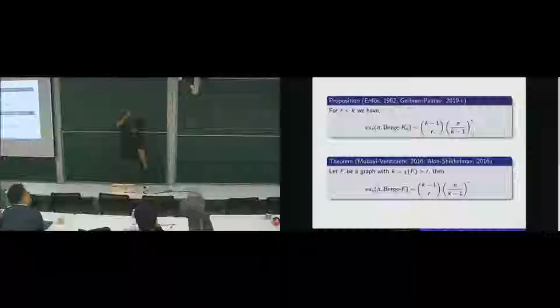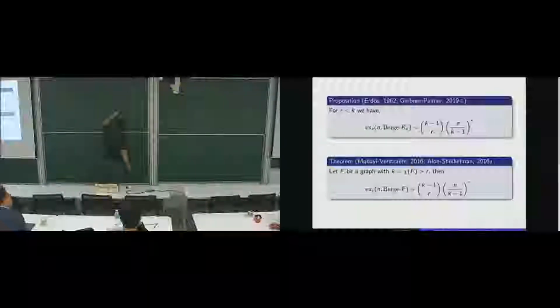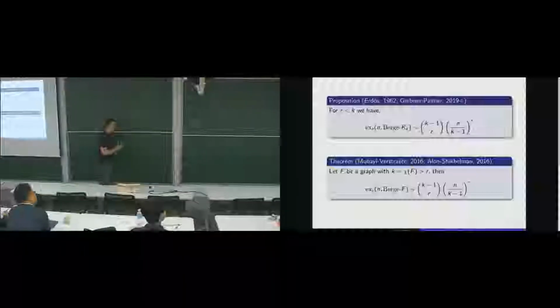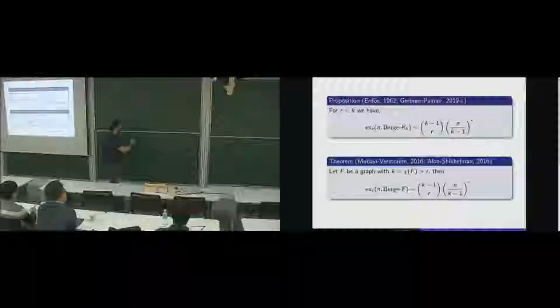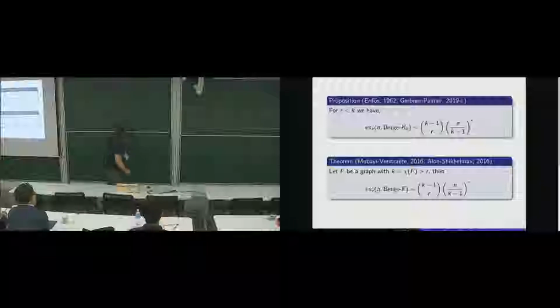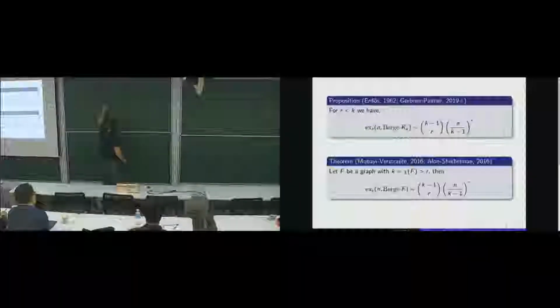Let's take k minus 1 classes of size approximately n over k minus 1. And I'm going to make an r-uniform hypergraph on this by just taking one vertex from r classes at a time and creating a hyperedge that way. Okay? So a hyperedge might look something like this. That's one vertex, one vertex, one vertex, one vertex.